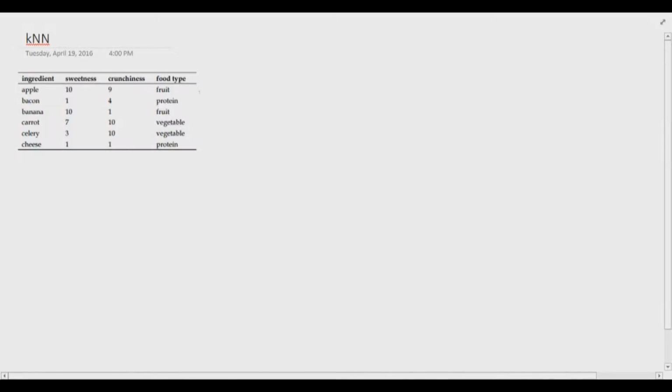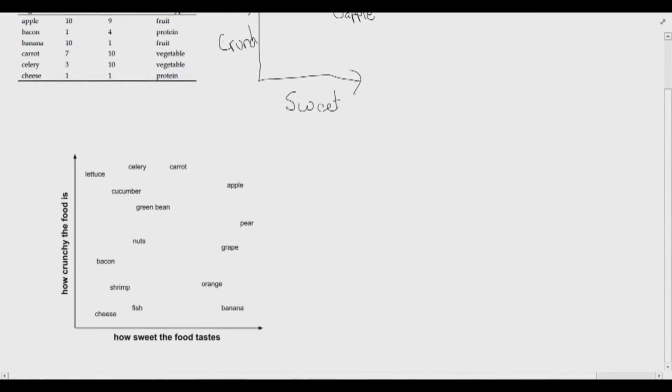What we can do from here is we can actually graph. So let's say this is sweetness versus crunchiness, right? And then we can see where certain things would lie. So let's say 9's about here and 10's about here, so we'd probably find an apple around here. And doing the same for all of these, we'll get something like this. Now, as you can see, the apple is right there.